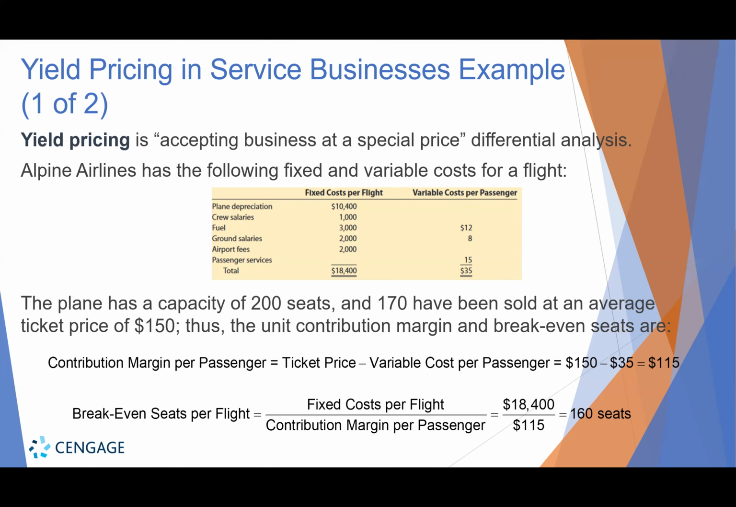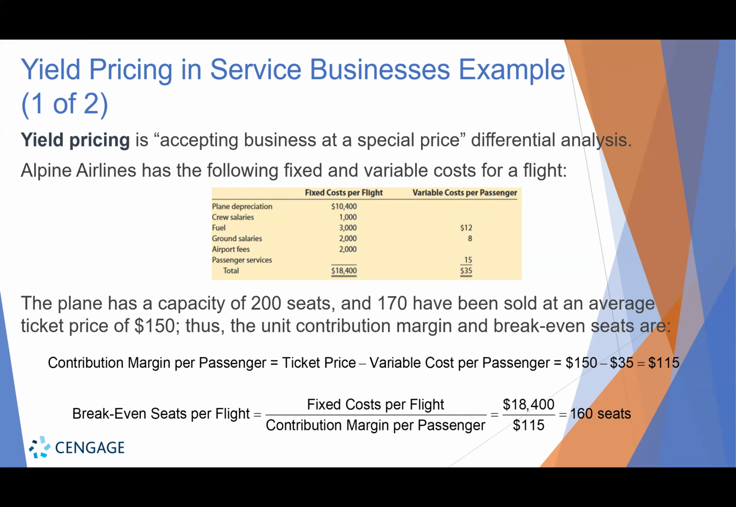Yield pricing is accepting business at a special price. Alpine Airlines has fixed costs and variable costs per flight. The plane has a capacity of 200 seats, and 170 have already been sold at an average of $150 a ticket.